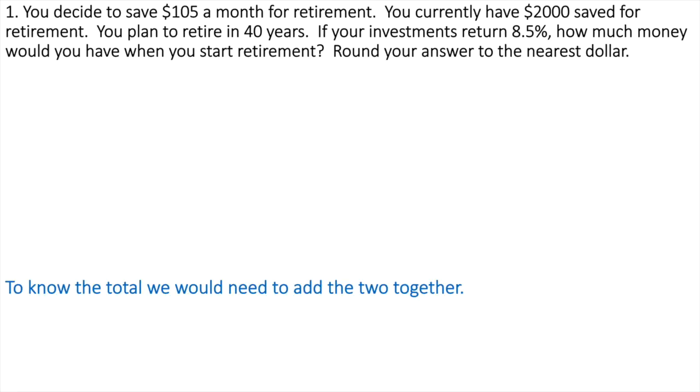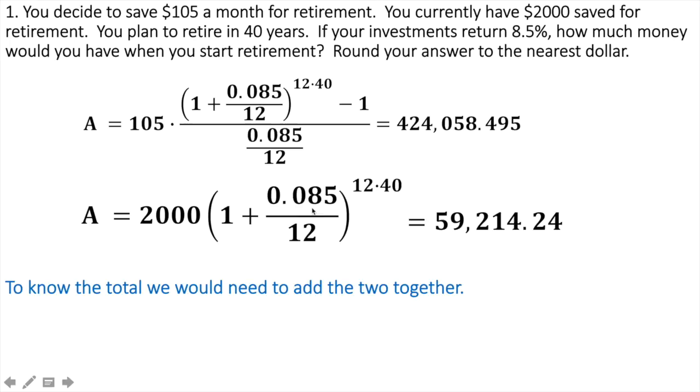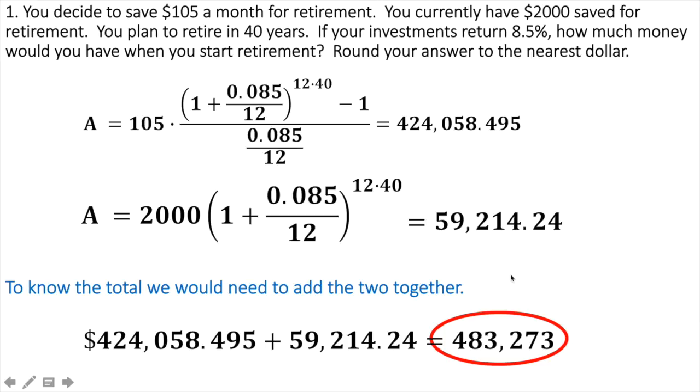Now what I need to do is combine those two together. In order to find that, all I'm going to do is add the two together. So here's my first one. This is my monthly payment one. This one's my second one. This one is my starting amount of $2,000, then I don't add anything else to it. Then all I'm going to do is add those two together. And that'll give me my final answer. At this point, I do round it to the nearest dollar. So this one I would round here.